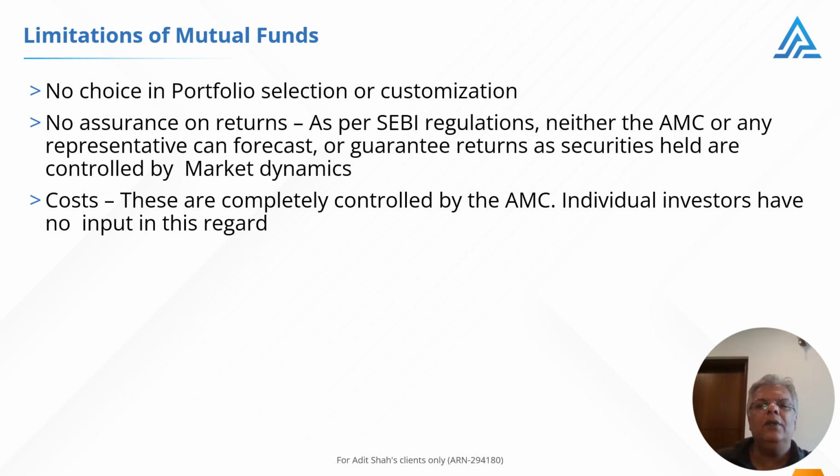Point number 2, guaranteed returns. In products like fixed deposits, one is assured of returns. However, in mutual funds, accurate prediction of returns is not possible. Point number 3, costs. Though mutual funds have a reasonable total expense ratio, one has no say in the associated costs.